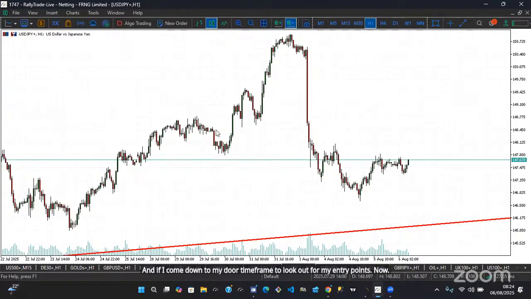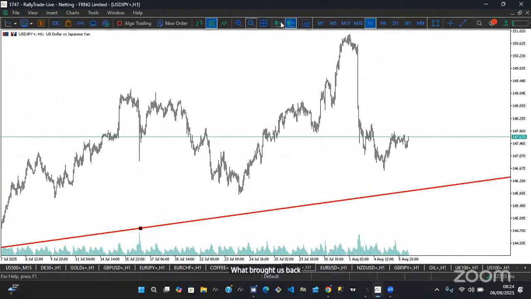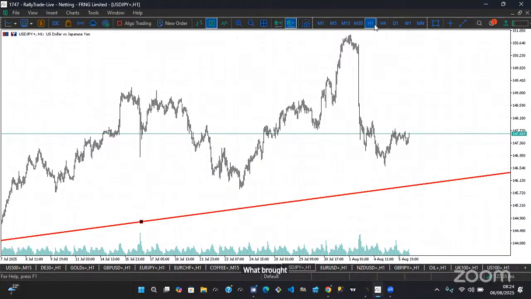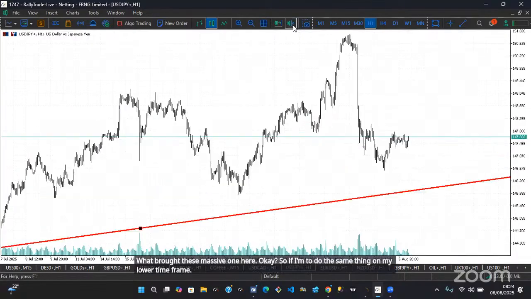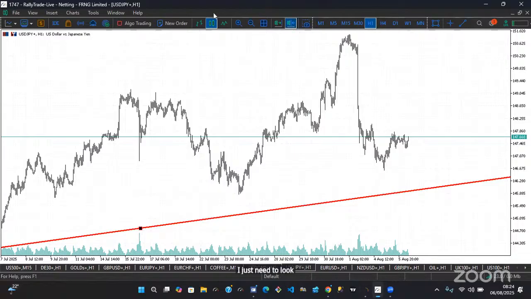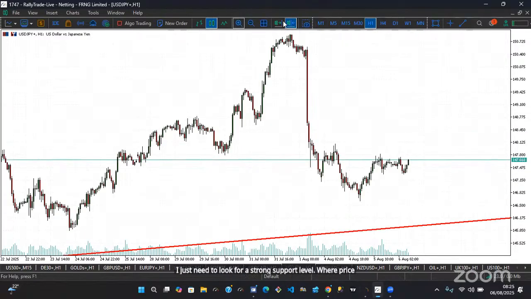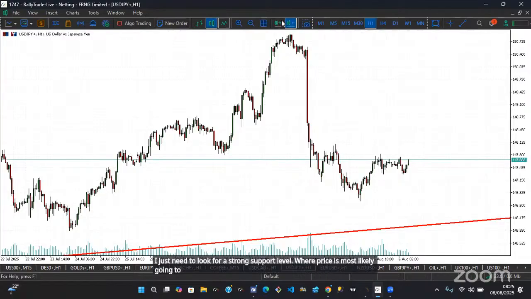Now, what brought us back down here is NFP. What brought this massive one here is NFP. So if I'm to do the same thing on my lower time frame, I just need to look for a strong support level where price is most likely going to bounce off of.